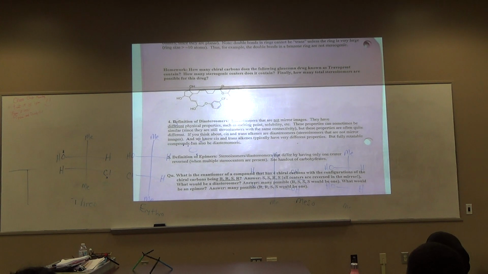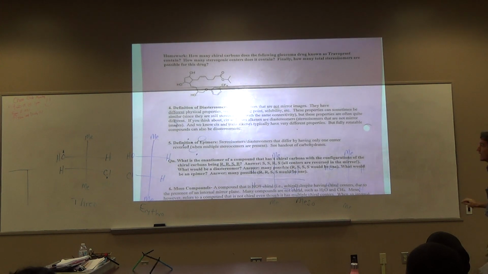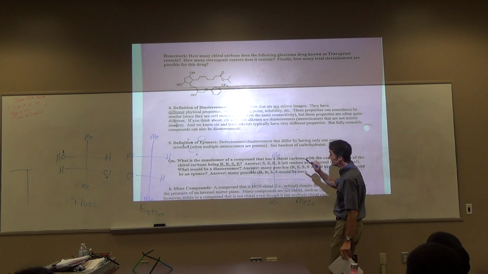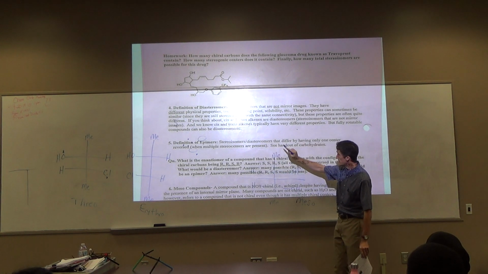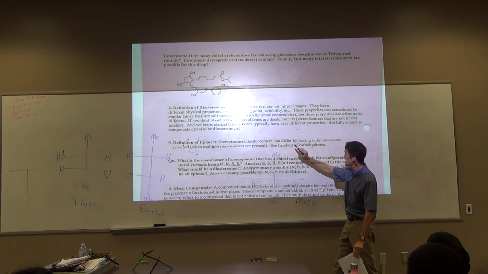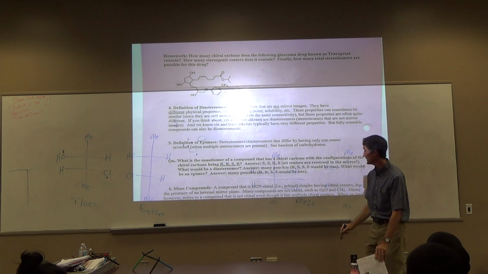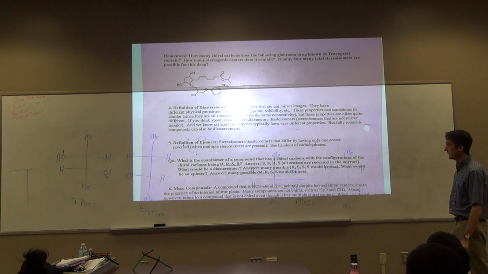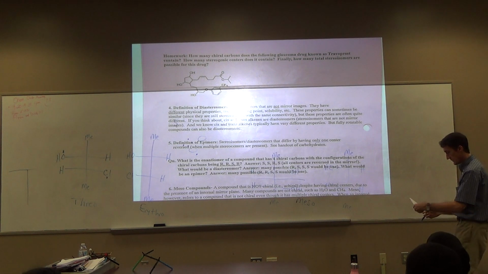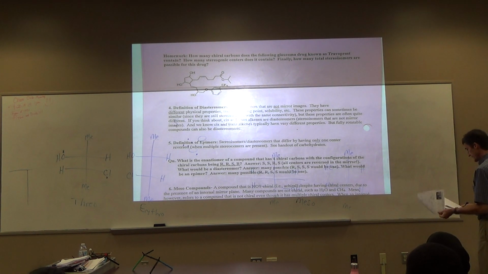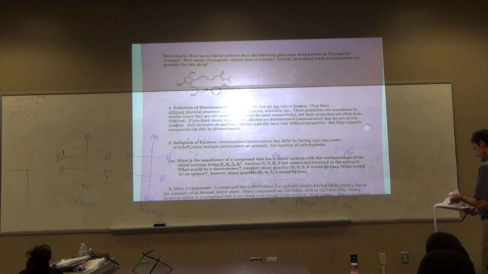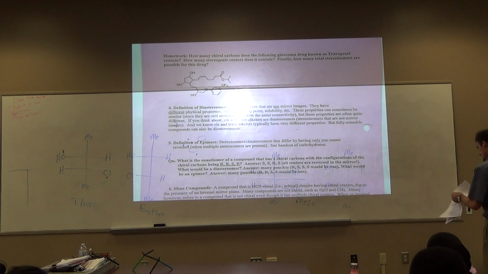Okay, epimers. An epimer is a diastereomer. They're diastereomers, but they're stereoisomers that differ by having only one center reversed, where multiple are present. Epimers. And we can turn to the back of the other handout, I believe, and look back here.